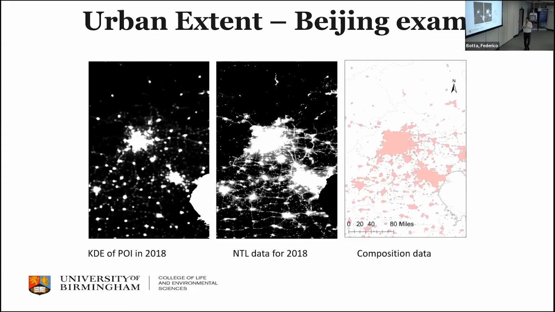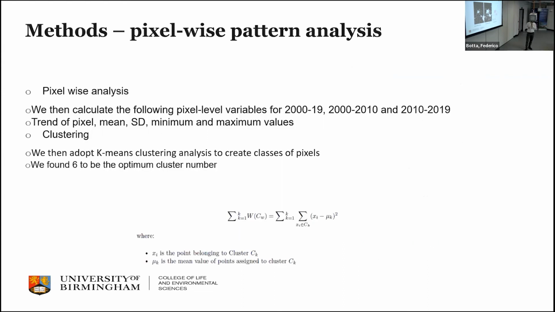So this is what we've done. We have our point of interest data, and we take the kernel density of that, and then we have our nighttime light data, for example, in 2018, and we build a composite data set to get what some people would call the natural city. So this gives us the urban extent. And from this, we're just focusing all of our research on that pink region you can see on the right there. So from that, we then have 20 different years of pixel data of just the urban regions in China.